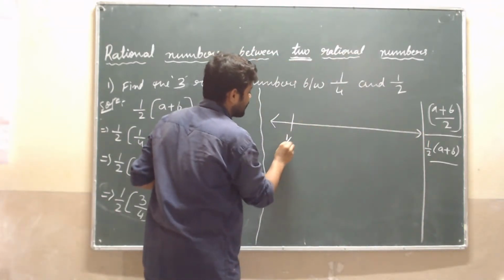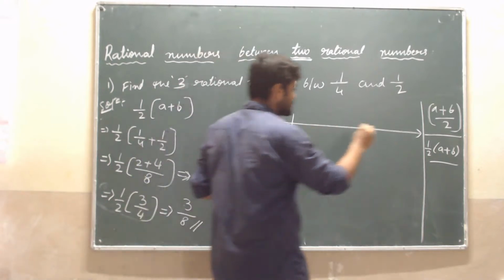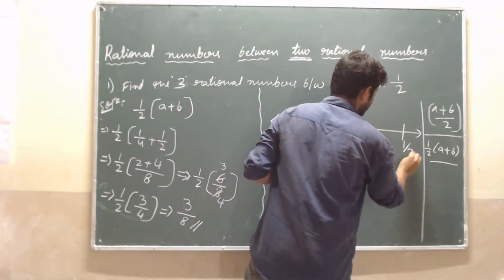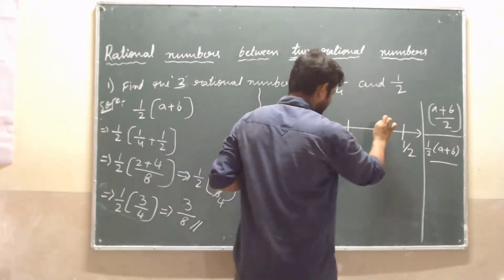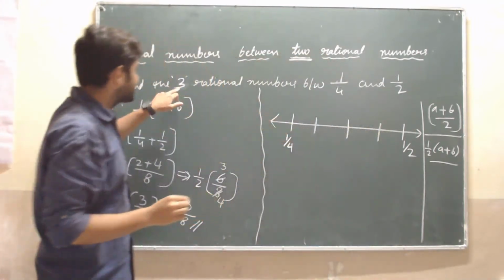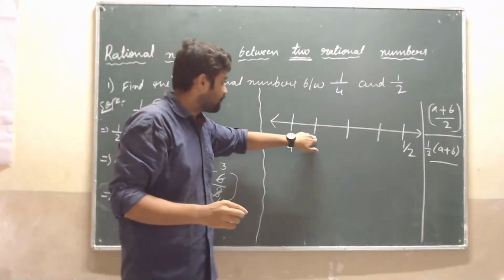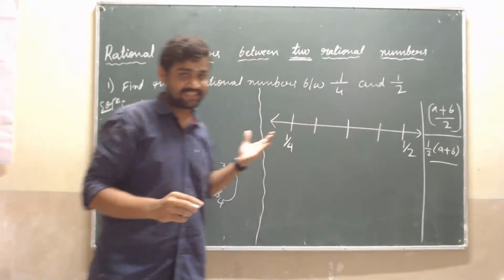Suppose this is 1 by 4. Assume that this is 1 by 4 and this is 1 by 2. Okay, exactly, these are at the same distance. We have to find the 3 rational numbers now. See here, 1, 2, 3. We have to find the 3 rational numbers.